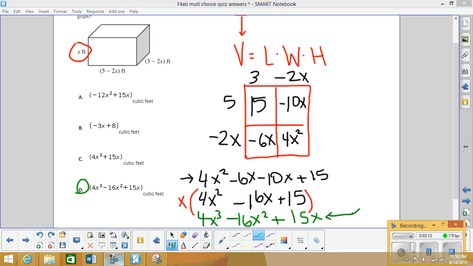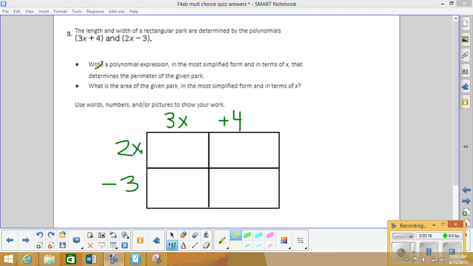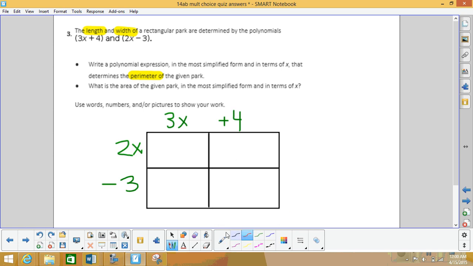Okay, next question. So with question 3, they give the length and the width of a rectangular park. And this had 2 parts. A lot of people just answered one part of this question. One of it asked about the perimeter of the given park. So if you know that this rectangular park has these dimensions, then it has to be true that these sides have the same dimensions.